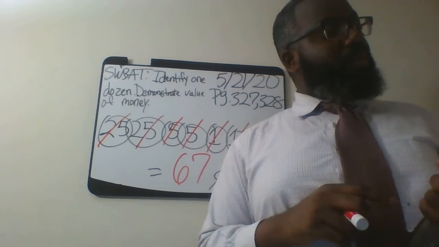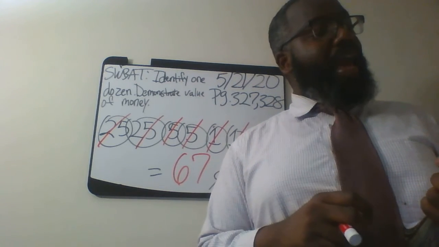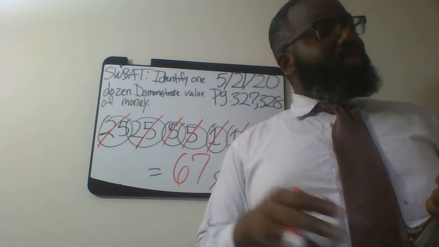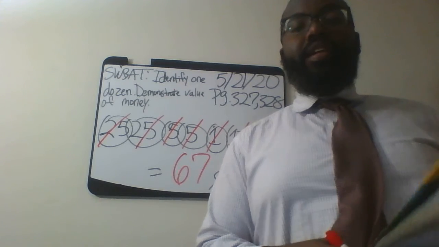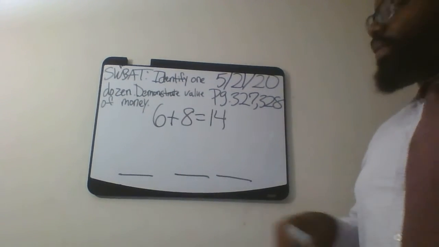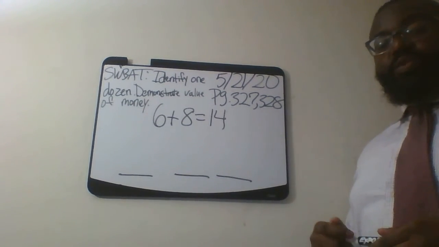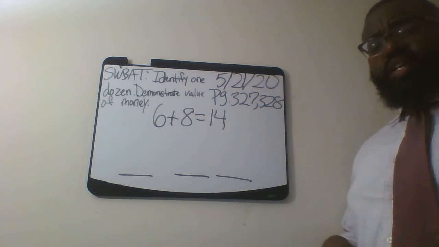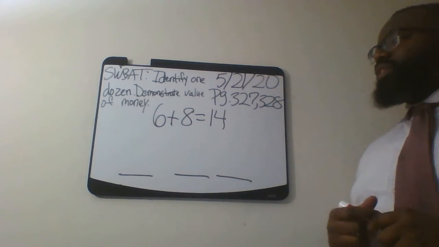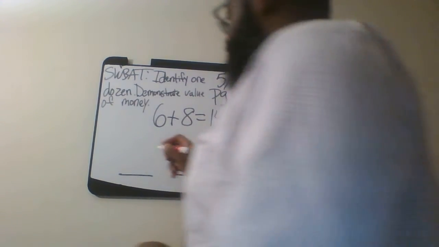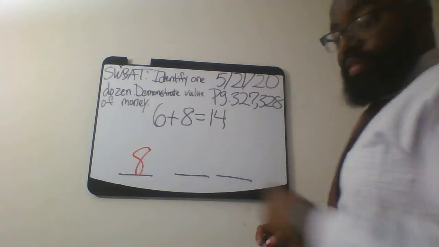If you look at number 1, number 1 wants you to add. Okay? Let's move over to number 2. Number 2 wants us to write the twin. So here we have 6 plus 8 equals 14. So what is the twin? Let's begin. The first number we write is 8.